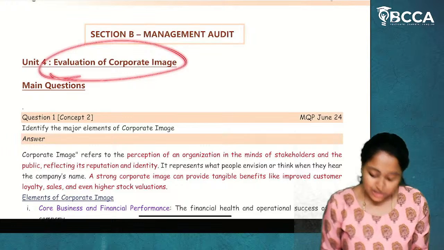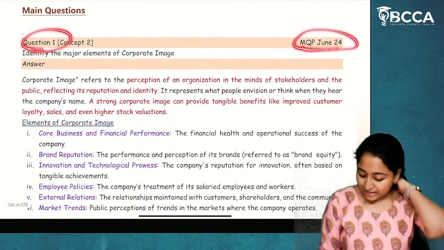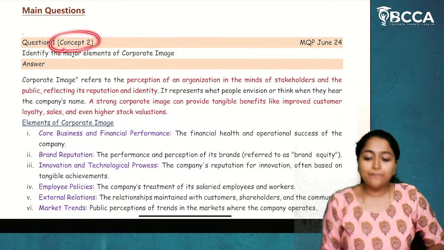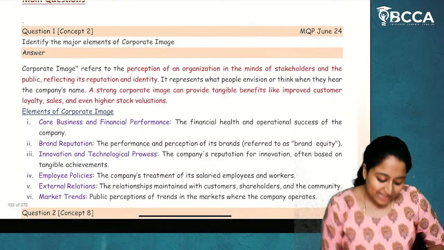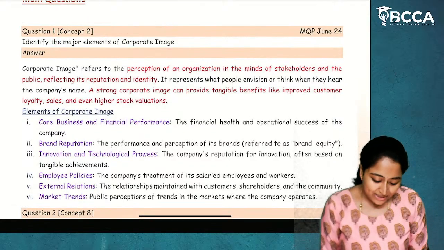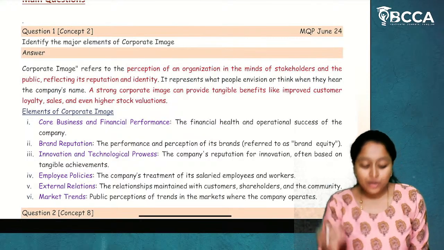See, evaluation of corporate image. Now what is question number 1? That is asked in the MQP of the June 2024 attempt. The question is from concept 2. Identify the major elements of corporate image. Now, the question is asking about corporate image, so first you have to write what it means.